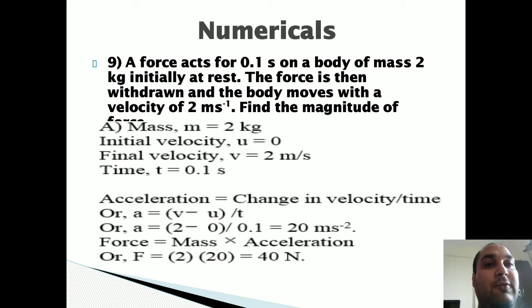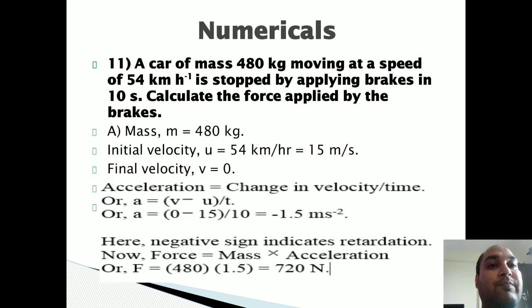Next one: a force acts for 0.1 second on a body of mass 2 kg which is initially at rest. As this body is initially at rest, u is equal to 0. We have to find the magnitude of the force. So first of all we'll write the given data. What is given here? Mass has been given.